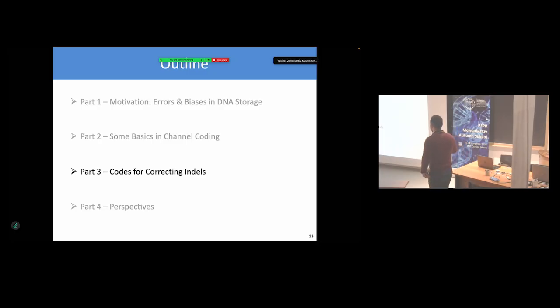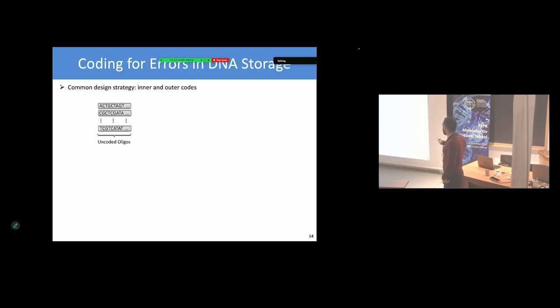Good. So, codes for correcting indels. Now going back to DNA storage a bit and explaining why we need codes to correct indels in DNA storage. A common design strategy is the two-layered code that I explained in the beginning.